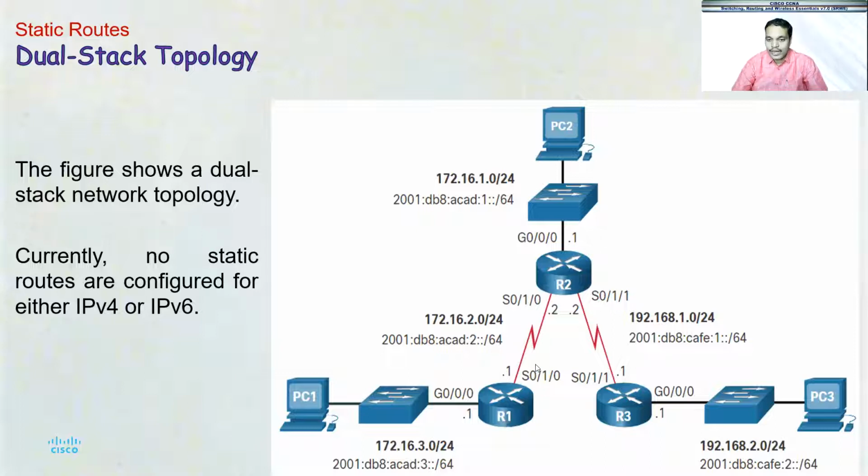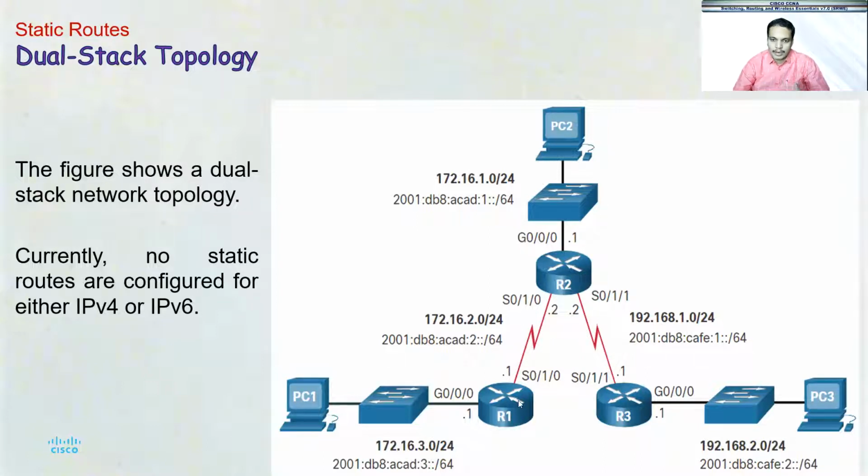So R1 has two directly connected networks: 172.16.3.0 is one directly connected network, and the other is 172.16.2.0. Whereas with respect to R1, there are three remote networks. The three remote networks of R1 are 172.16.1.0, 192.168.1.0, and the third one is 192.168.2.0. So these three are remote networks when you compare with R1.